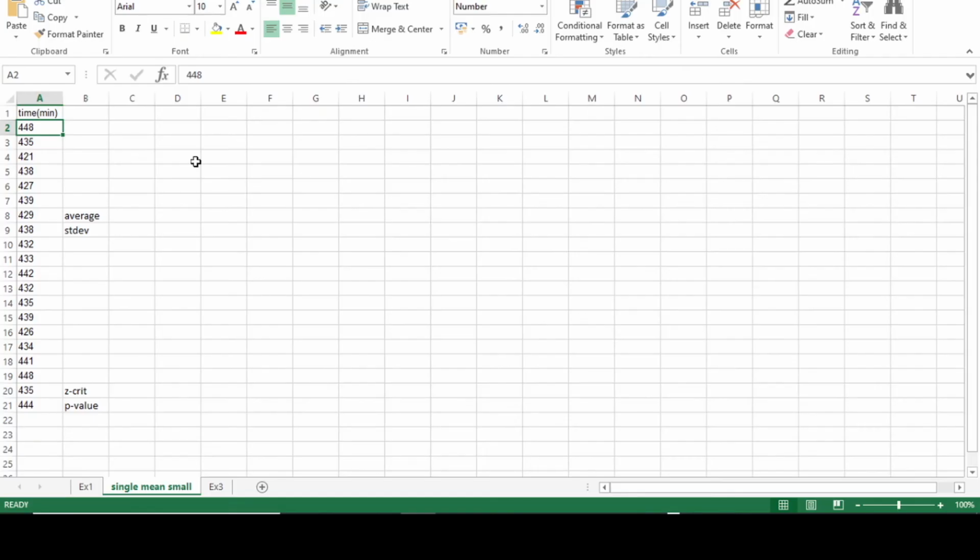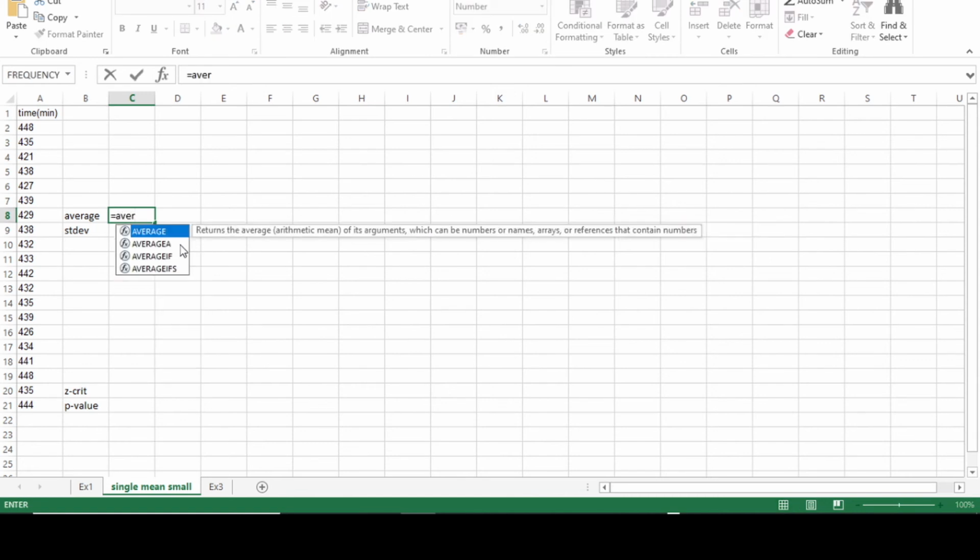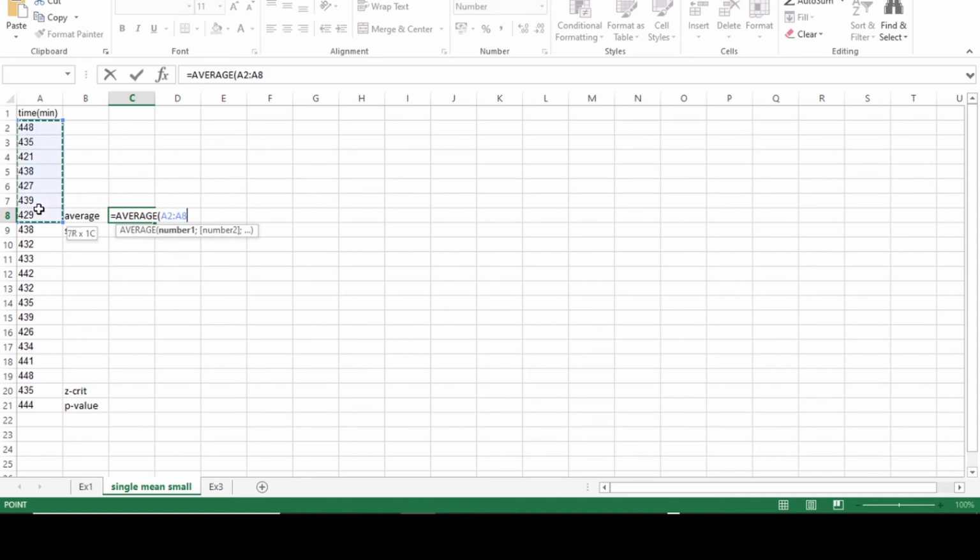Okay, so here we have the time in between charges for these 20 electric shavers. And we can calculate the sample mean for these 20 shavers. So that is what I'm going to do here. I can use the function average in Excel and I select the 20 observations and that gives me the mean of 435.80. And then I can also calculate the sample standard deviation.